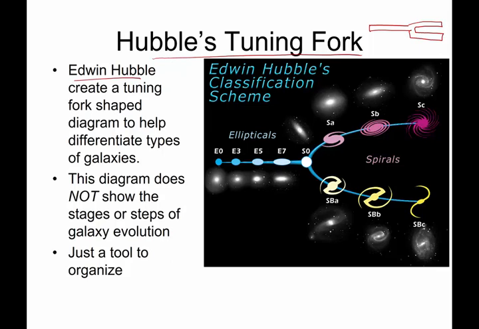When Hubble created this tuning fork shape, he used it to help differentiate the variety of different types of galaxies. Here's what this shape does not tell us. It does not go through the direction or age. It doesn't say that galaxies start here and evolve and go there. Hubble was hoping that's what would occur, but with more evidence, we indicate that nope, that's not it. So it is just something that's used to help organize all of the different galaxies that are out there, but it does not tell us stages or steps of galaxy evolution, and we will talk about that later.